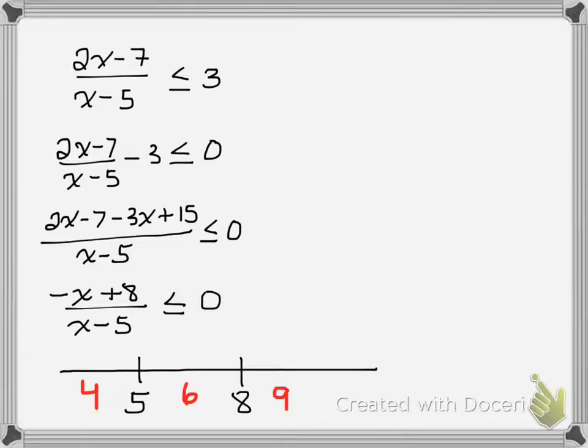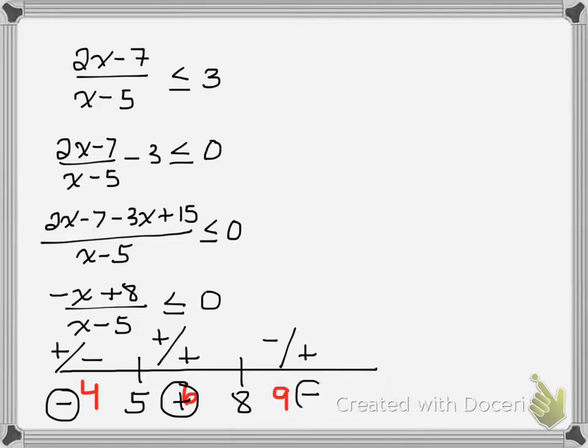So when I plug in a 4, I'm going to get negative 4 plus 8, which is positive, divided by 4 minus 5, which is negative. So that'll be a positive over a negative, which is negative. That's in the left region. In the middle region, if I plug in a 6, I'm going to get negative 6 plus 8, which is positive, over 6 minus 5, which is positive. That's a positive over a positive, so the middle region is positive. And on the region on the right, I'm going to have negative 9 plus 8, which is negative, over 9 minus 5, which is positive. So that'll give me a negative.